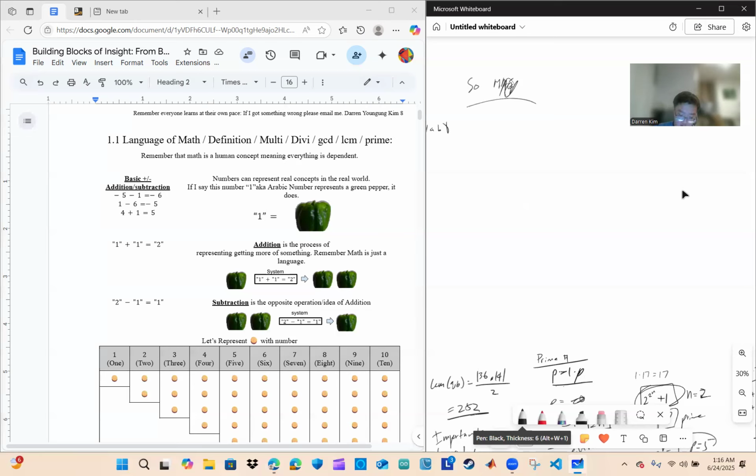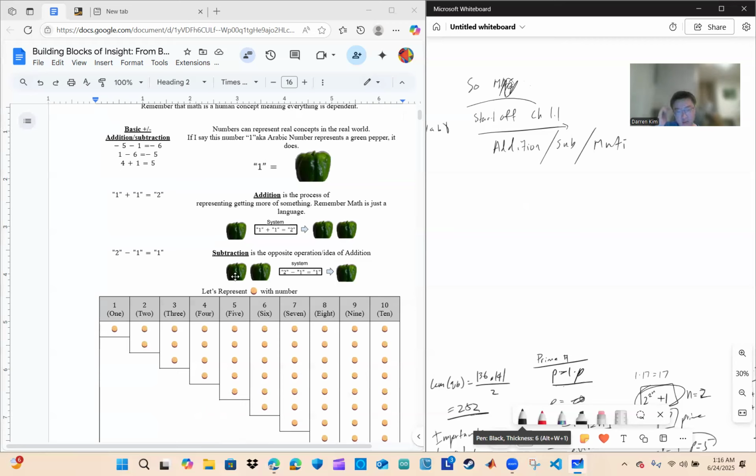So I start off chapter 1.1 with, because I'm done with chapter 1.1 of my textbook finally, addition. And as you know, I love to yap, subtract, multiply, and so on. So the first thing I say is Arabic numbers. That is 1, 2, 3, 4, 5, 6. That is what we use in this country.